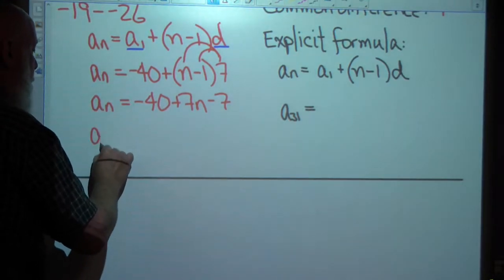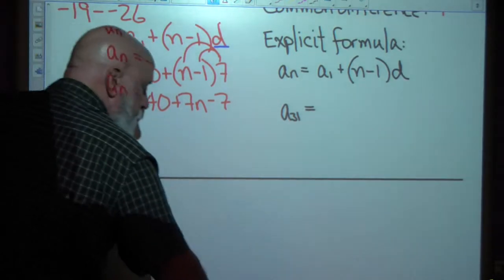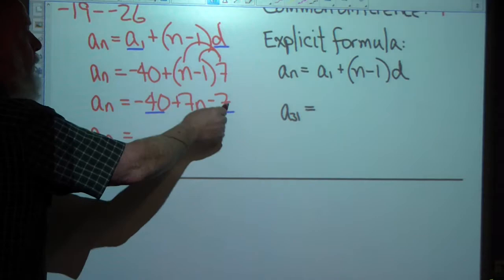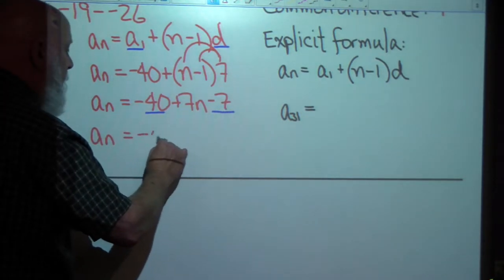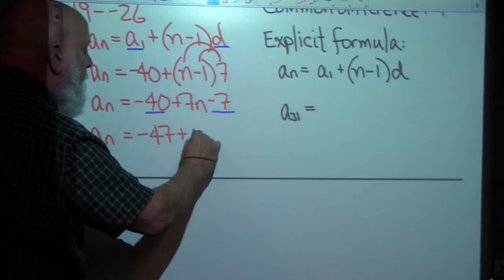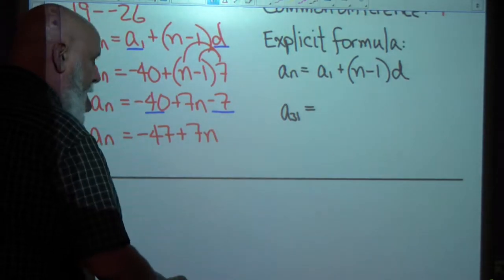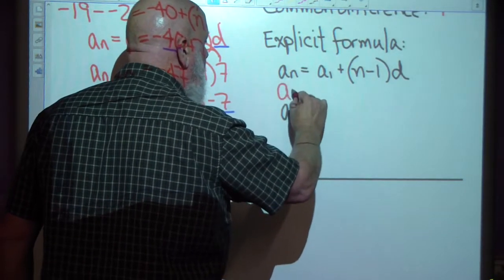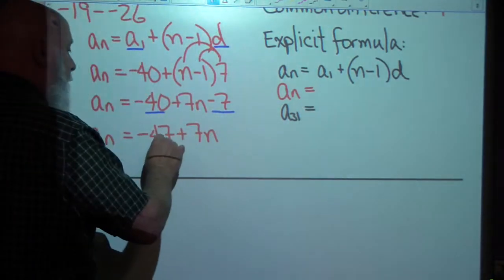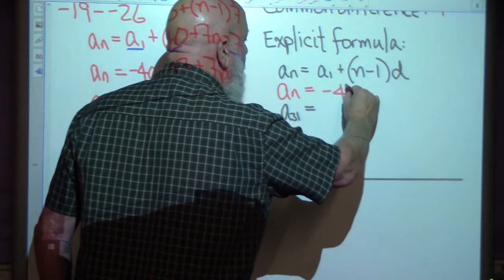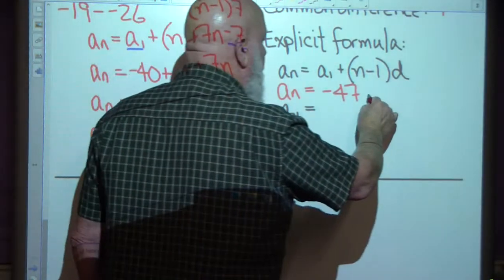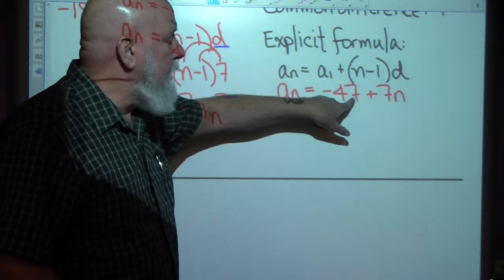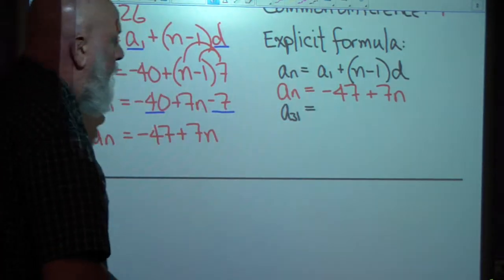And again, I'm going to combine my like terms right here and here. They're the same sign, so I'm going to add them together. That will be negative 47 plus 7n. Yay! And that's our explicit formula. A sub n is equal to negative 47 plus 7n. And for some reason on the worksheet, it always puts the constant first and then the variable term.